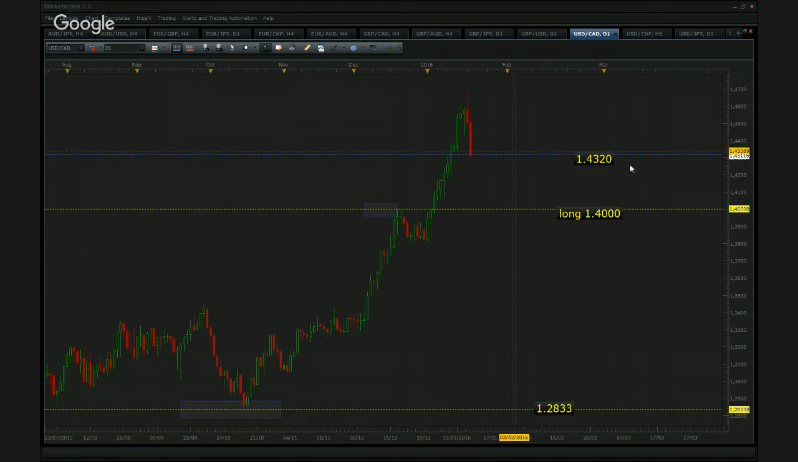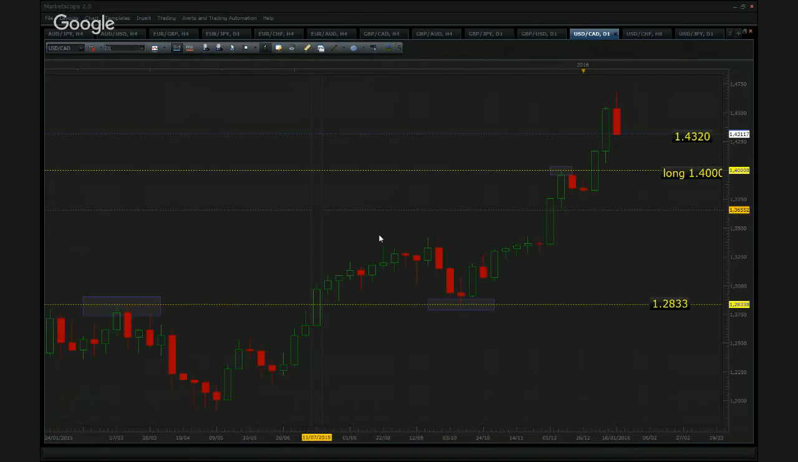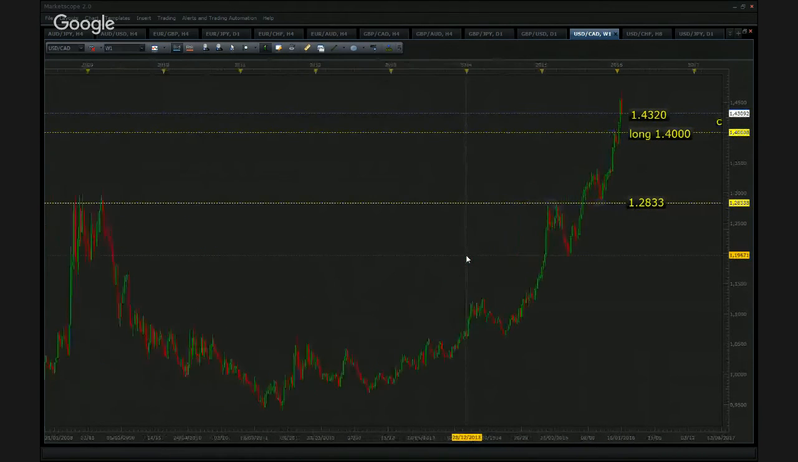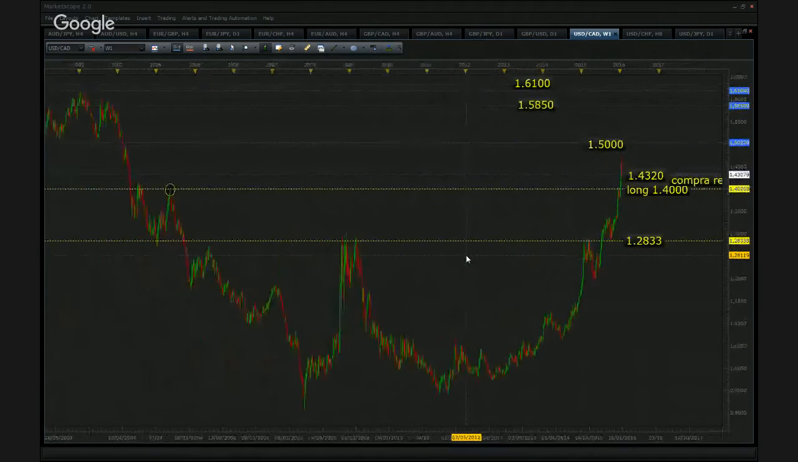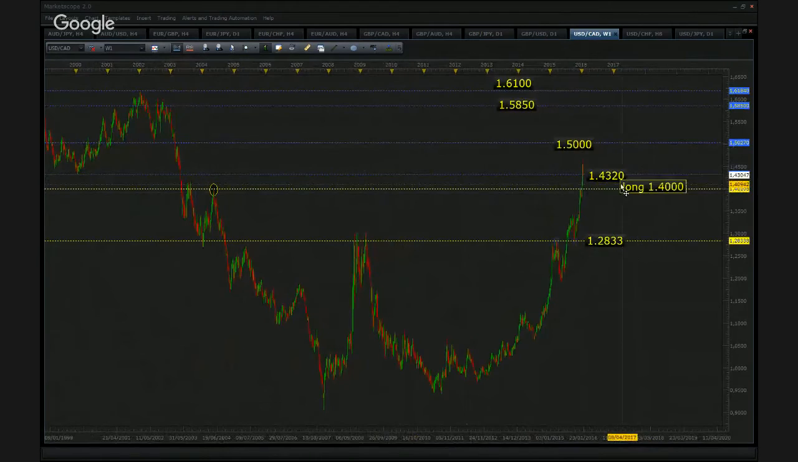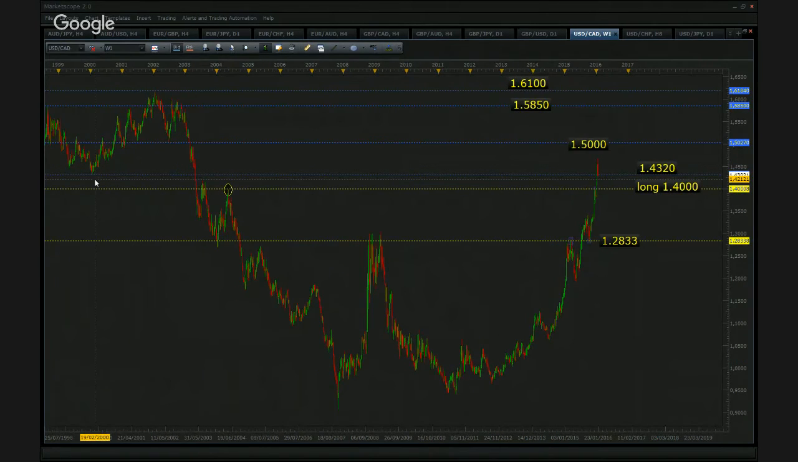Why 1.4320? It's a level for me. This is the dollar CAD weekly chart. This is an all-time low, I think, from the left. Dollar CAD has been in an uptrend for a lot of time, at least 2 years, nearly 3 years. We have some levels here to the left. This point, 1.4320.